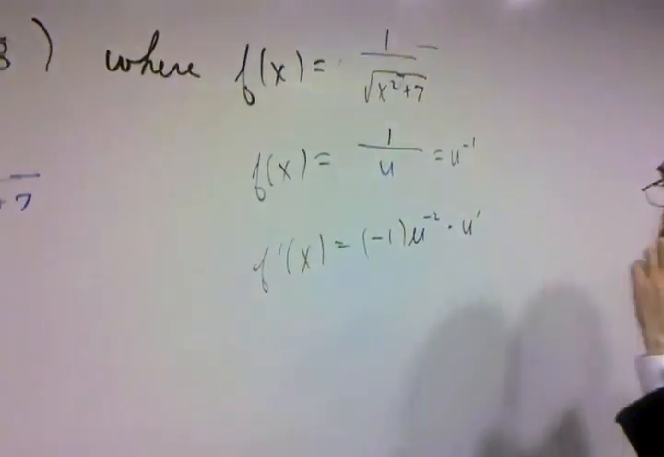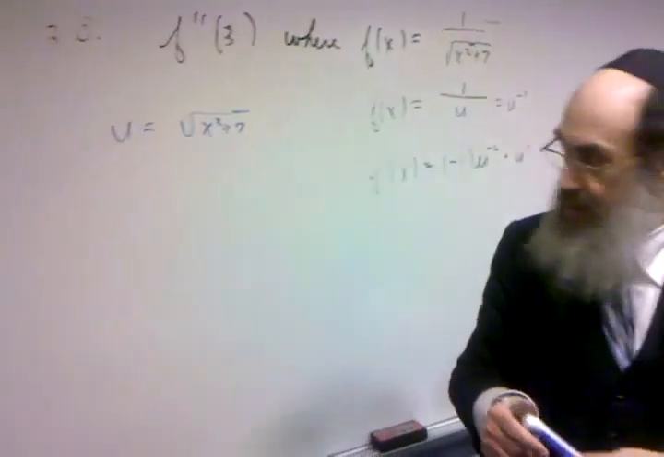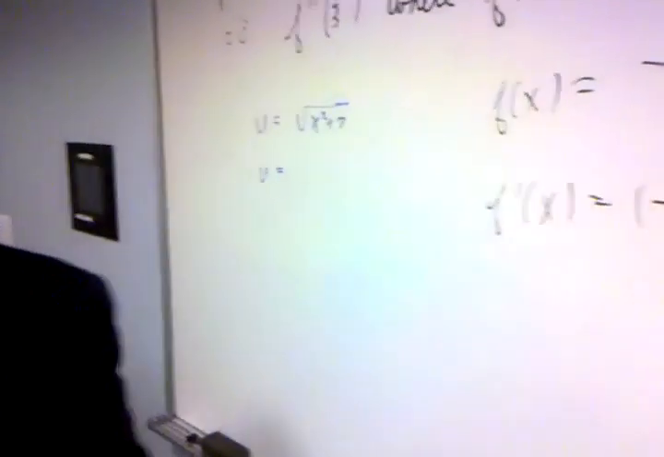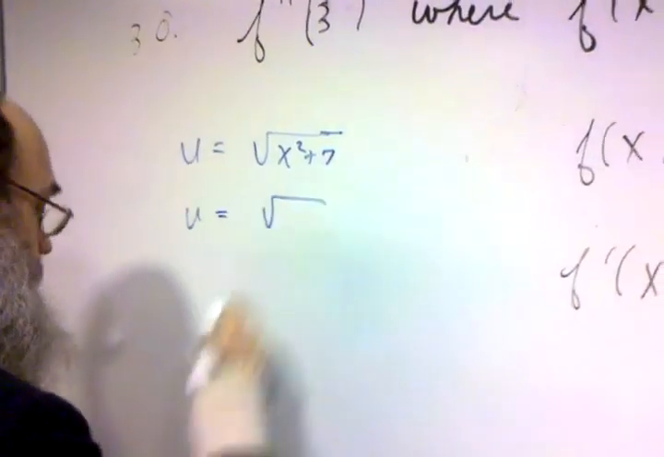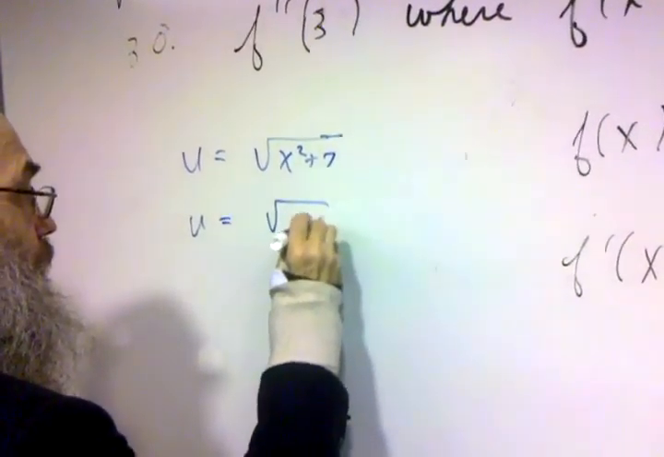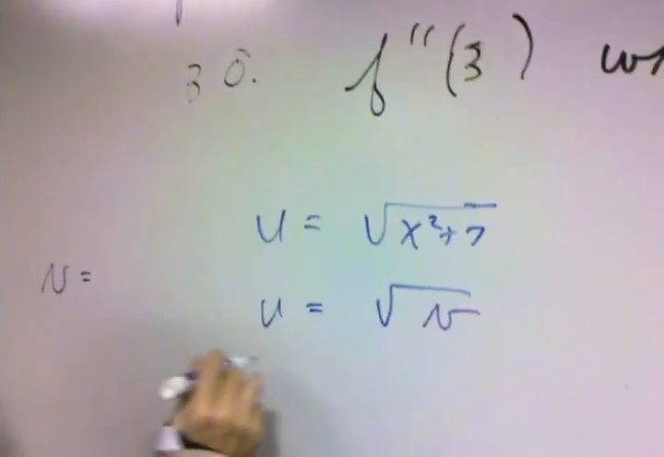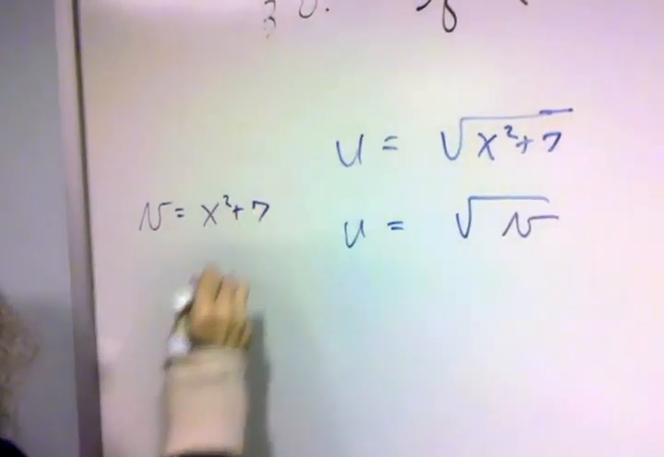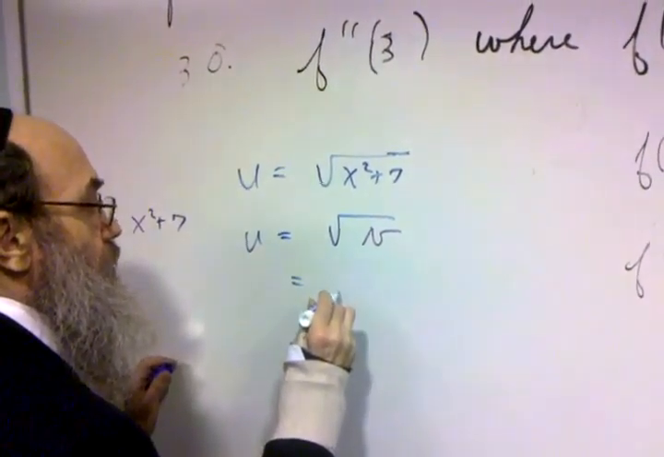So we now have to go over here and find the derivative of u, which is u prime. So I'm going to rewrite this as u equals, I'm going to use another color here, the square root of v. I'm rewriting u, where v equals x squared plus 7. So u is the square root of v. Using only blue, this equals v to the 1/2.